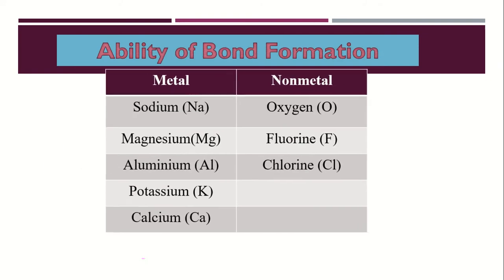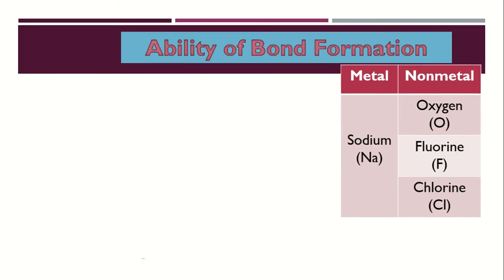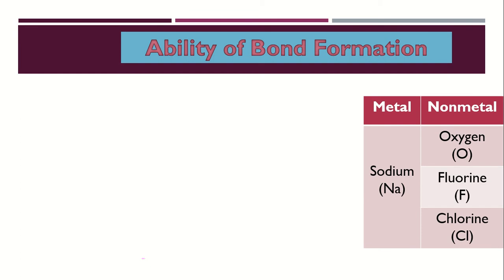Now look, these common metals and non-metals, they form ionic compound. Sodium, magnesium, aluminium, potassium, calcium, these are common metals. And non-metals, oxygen, fluorine, chlorine, these are common non-metals. So every metal can form ionic bond with these non-metals. Here look, sodium. Here metal sodium can make ionic bond with oxygen, fluorine and chlorine also.